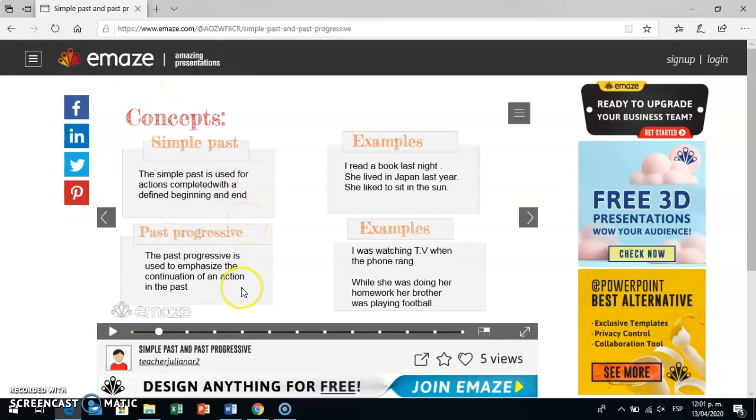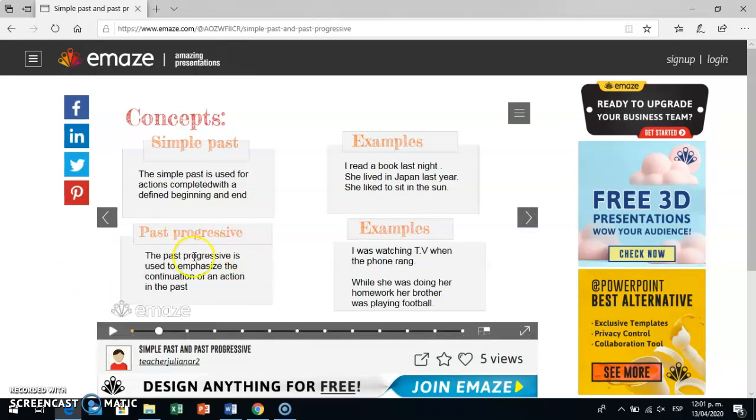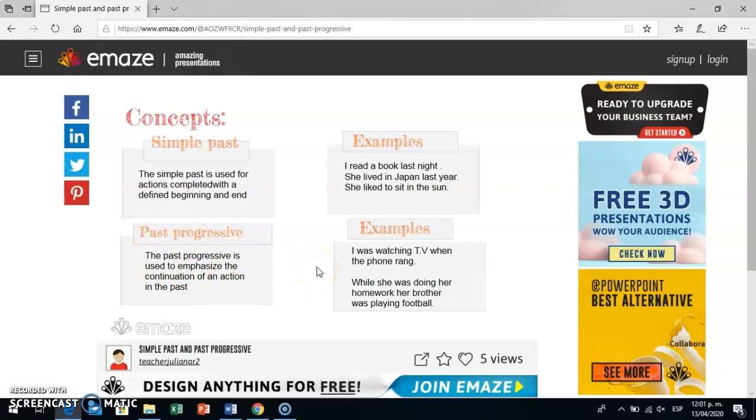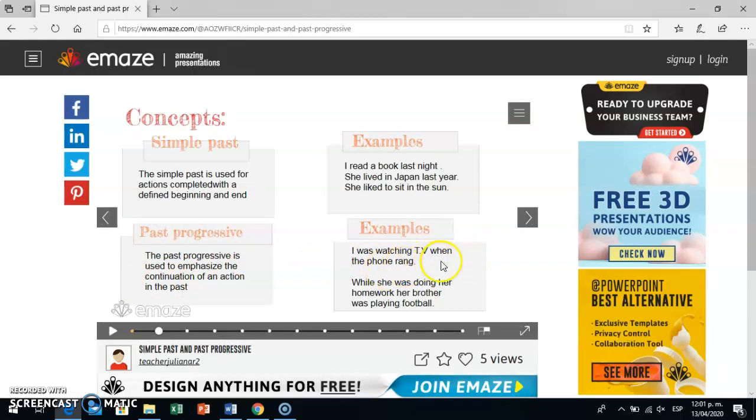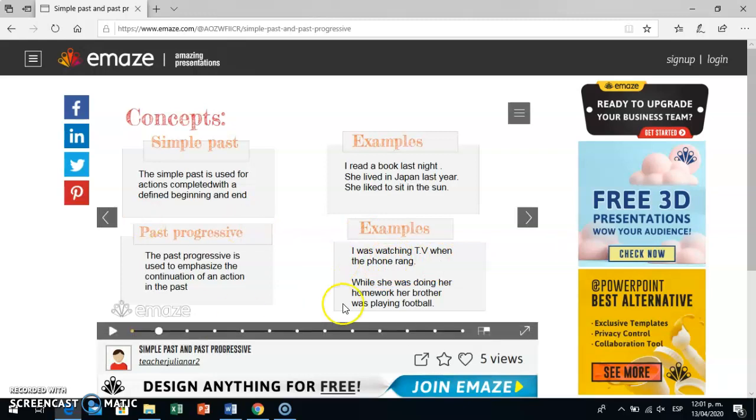In the other case, what is the past progressive? The past progressive can be used to describe an activity in the past which was interrupted. For example, I was watching TV when the phone rang. He was painting the door when a bird flew through the window. While she was doing her homework, her brother was playing football. There are two concepts and their respective examples.